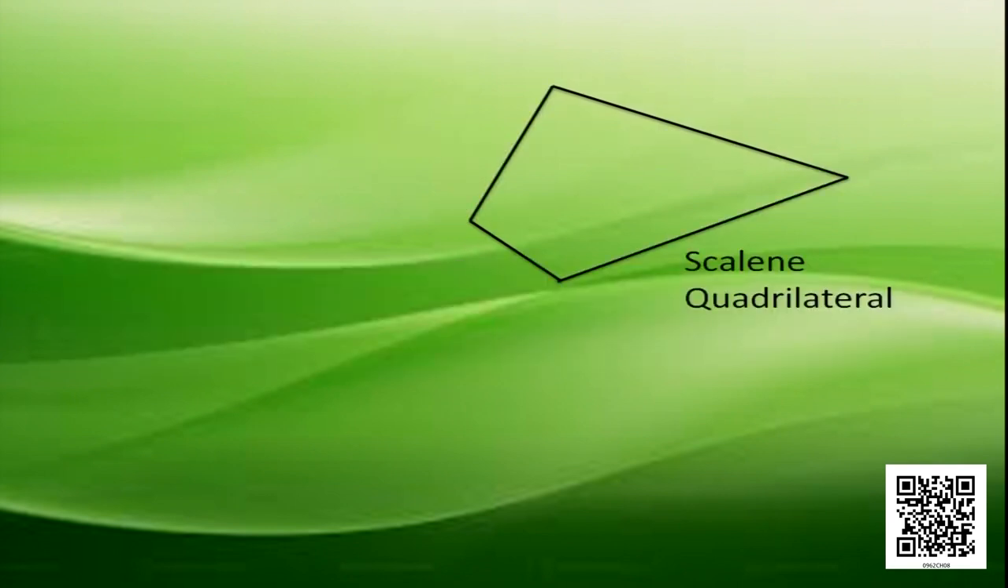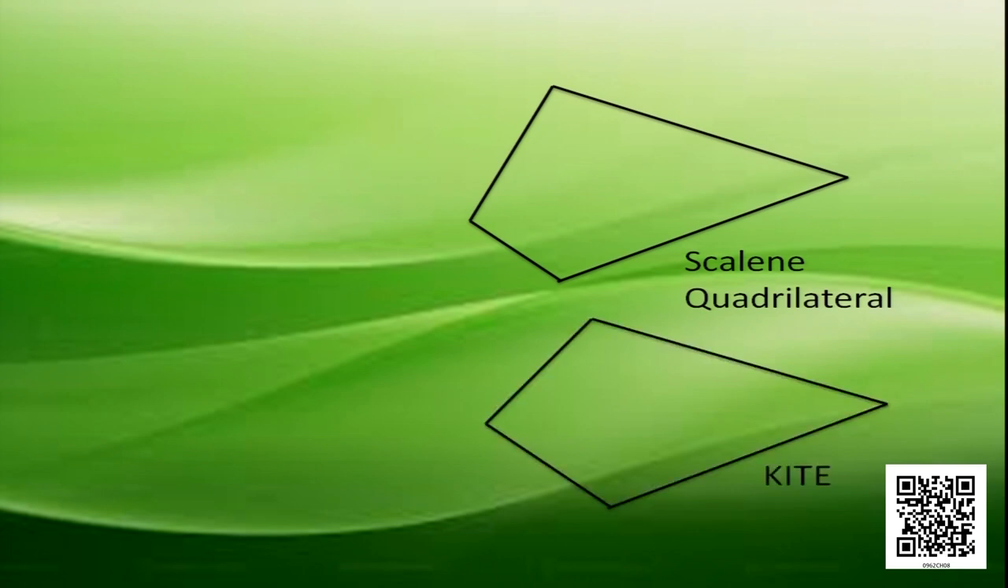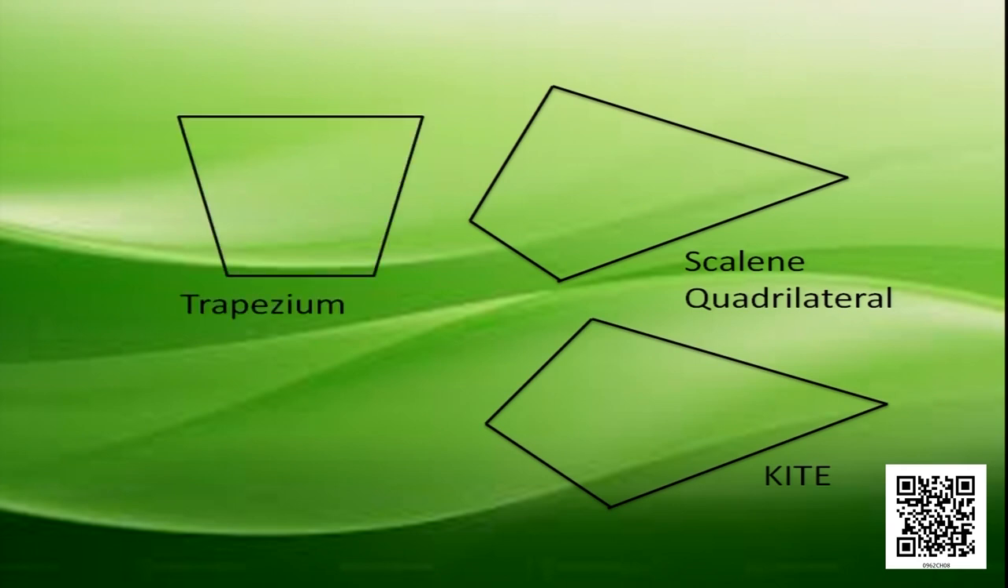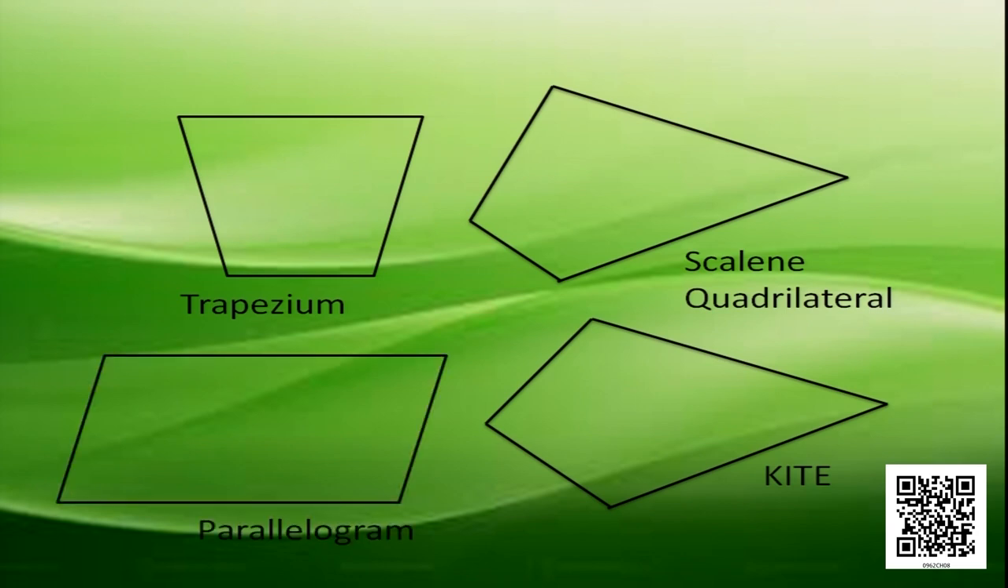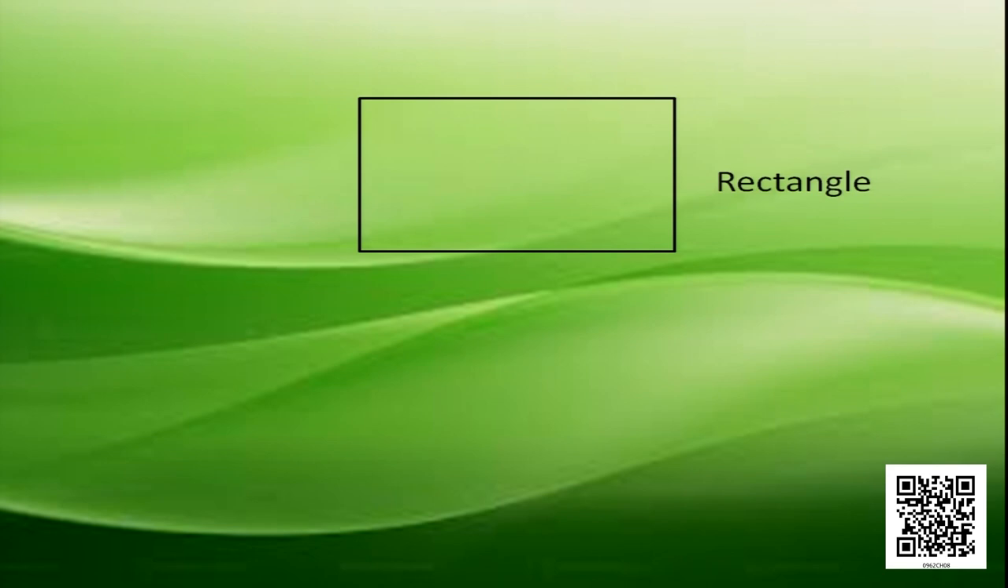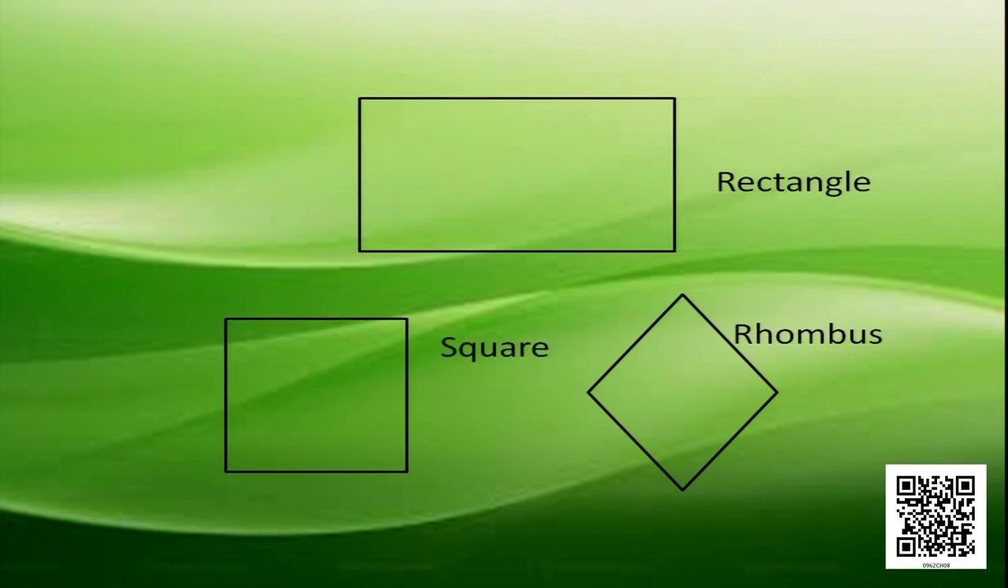Now, we can have various types of quadrilaterals. Let's see what types of figures we can have in quadrilaterals. Here is a figure. This is called a scalene quadrilateral. And this type of figure, as we know, is a kite. This type of figure is a trapezium. Here it is a parallelogram. And now this is a rectangle. And this is a rhombus and this is a square. So, these are the various quadrilaterals we come across in geometry.